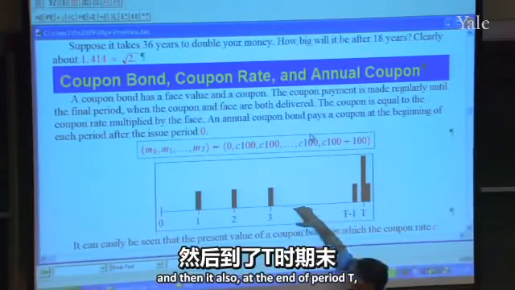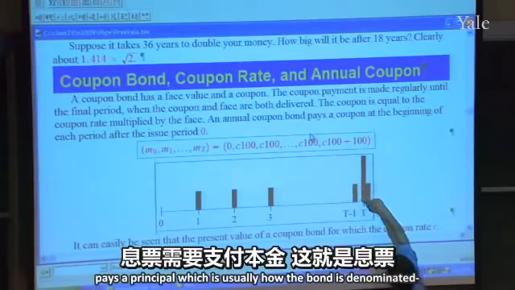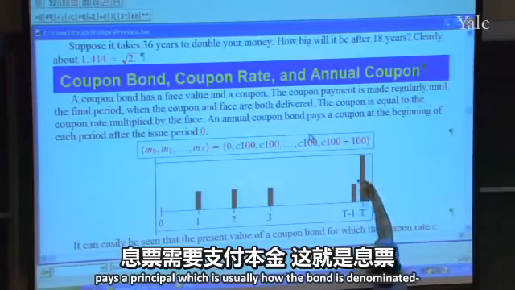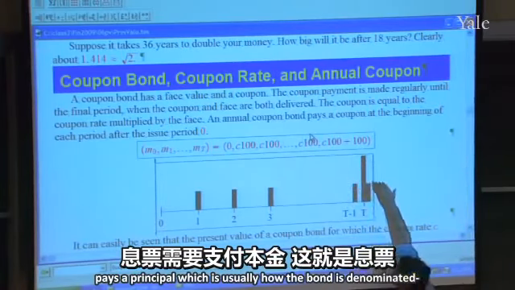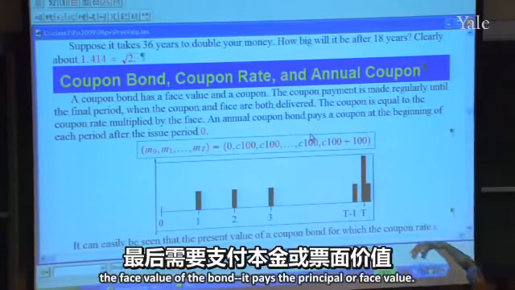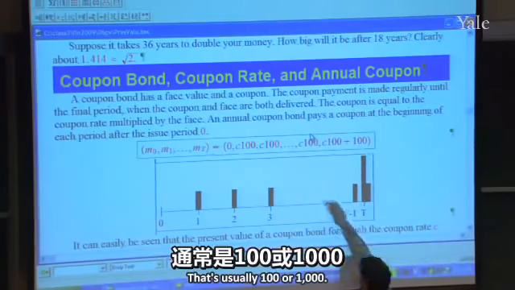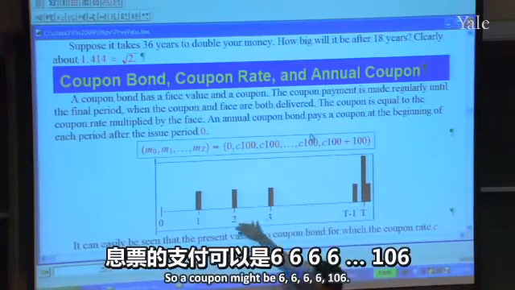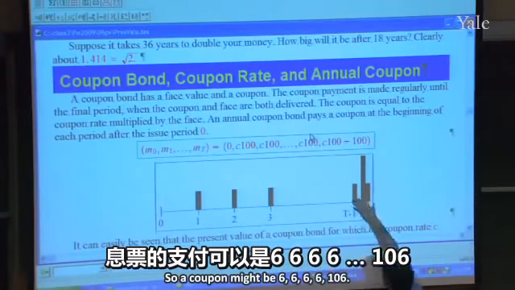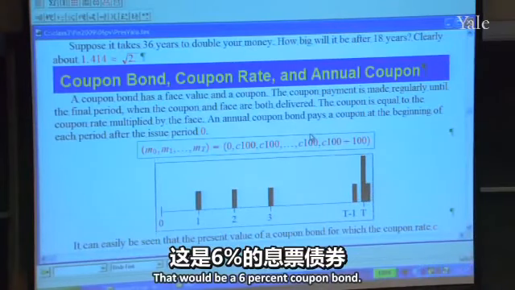And then it also, at the end of period T, pays a principal, which is usually how the bond is denominated, the face value of the bond. It pays the principal or face value. So that's usually 100 or 1,000. So a coupon might be 6, 6, 6, 106. That would be a 6% coupon bond.